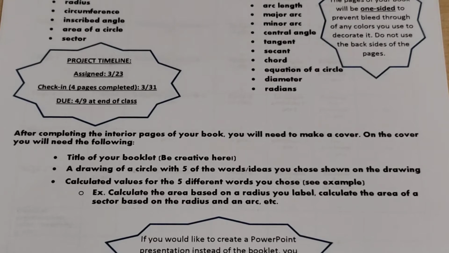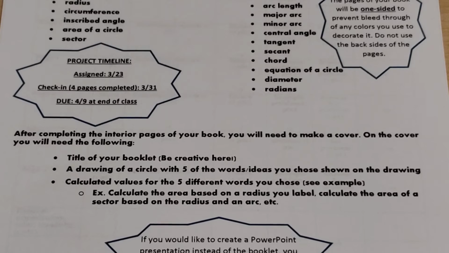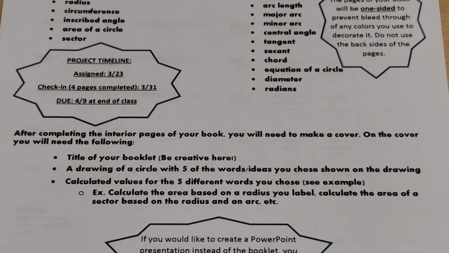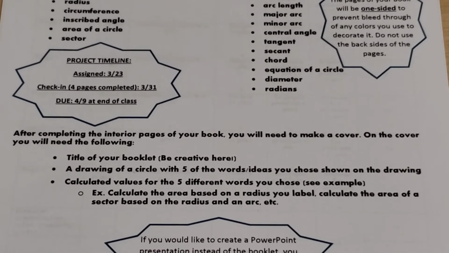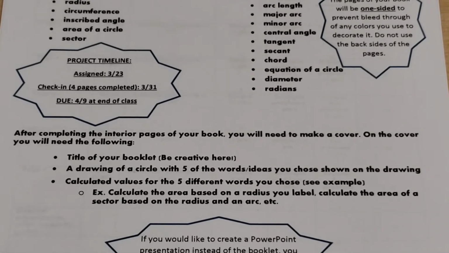And then you're going to calculate some different values for those 5 different words. Okay, and you can make up some values, right? Because we don't all have a protractor and stuff to measure with. But I'll show you an example on mine, okay? So it says, example, calculate the area based on a radius that you label, calculate the area of a sector based on a radius and an arc, things like that, okay?